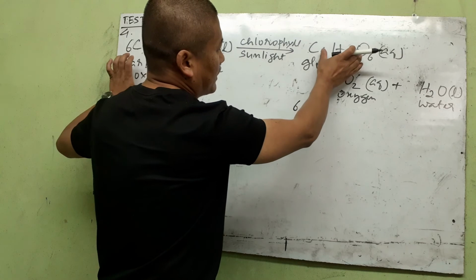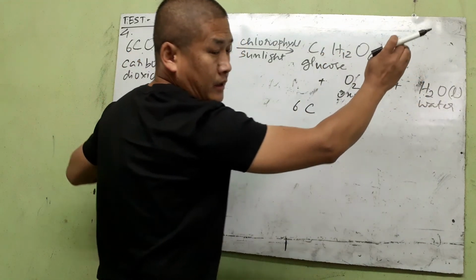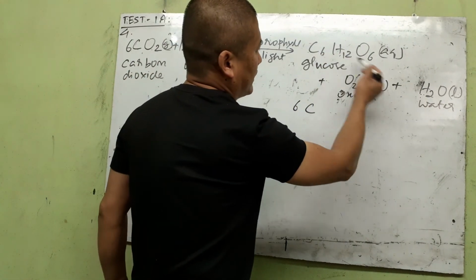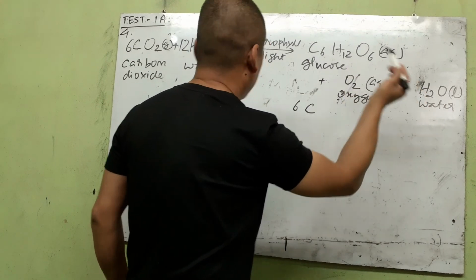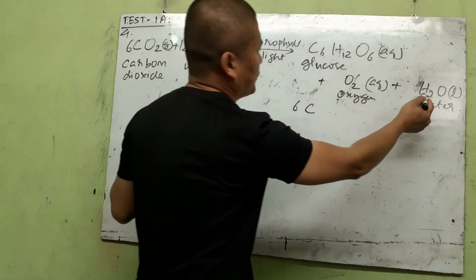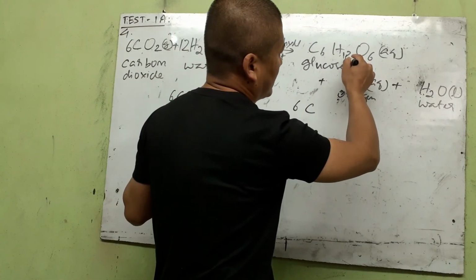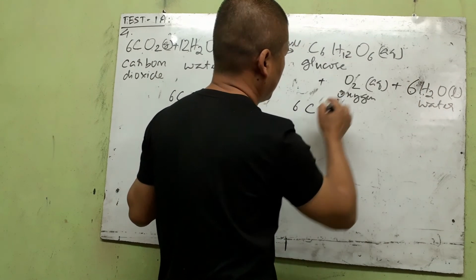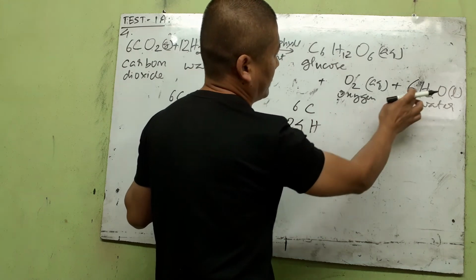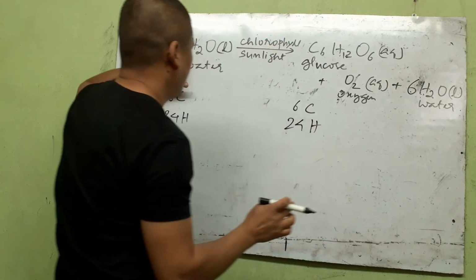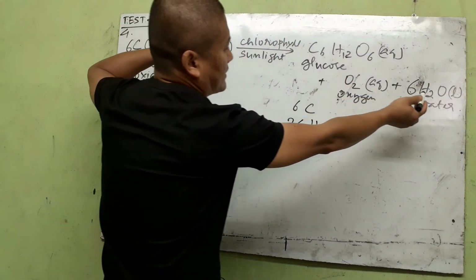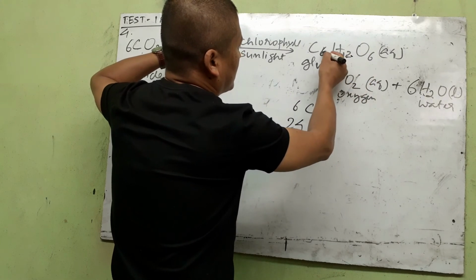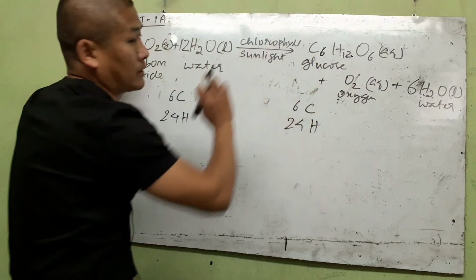So our focus will not be here, our focus will be here, because hydrogen is here and here. So we will not touch the hydrogen here to make it 24. So here 2 plus 12 is only 14. So how do we make it? 6 twos are 12 plus 12, 24. So we make it 24 hydrogen atoms like the left side by balancing this one and not this one, because this is already balanced, 6 carbon atoms C.